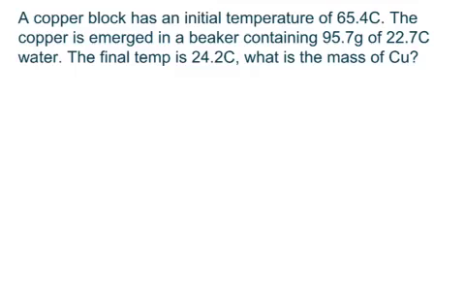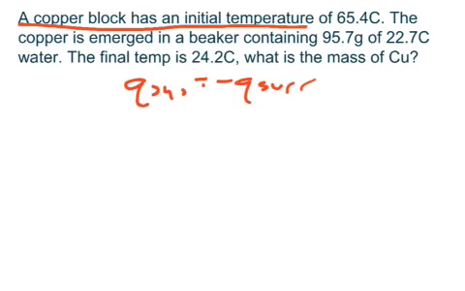Okay, let's try one more example of two that are coming to equilibrium. So this time we know starting temperature for both, final temperature. What we don't know is the mass of the copper block. So we've got Q system and negative Q surroundings. I'm going to stick with saying that this is the metal side and this is the water side.